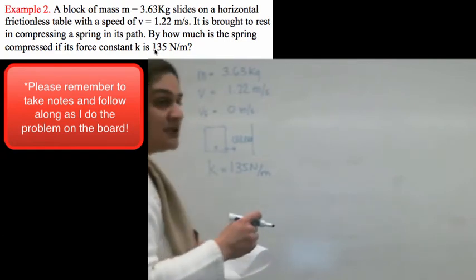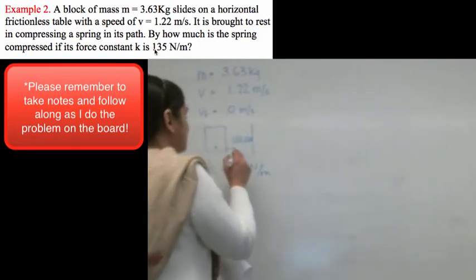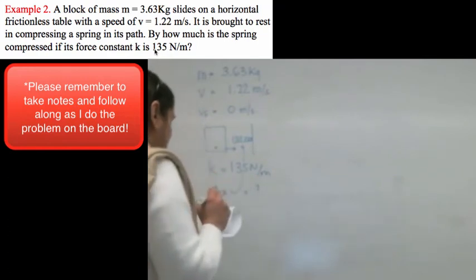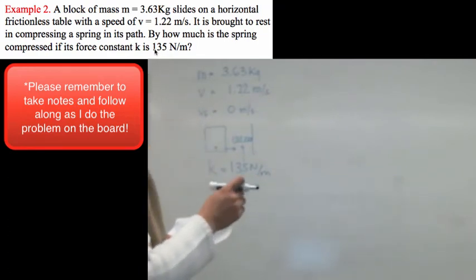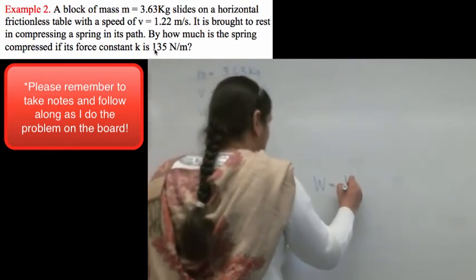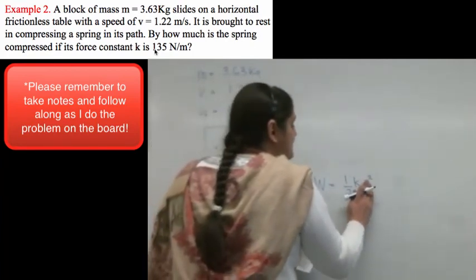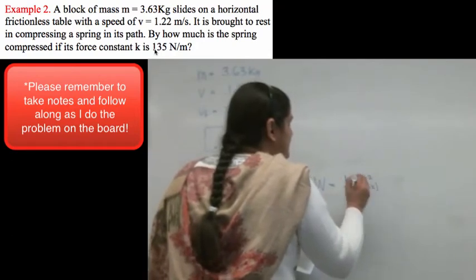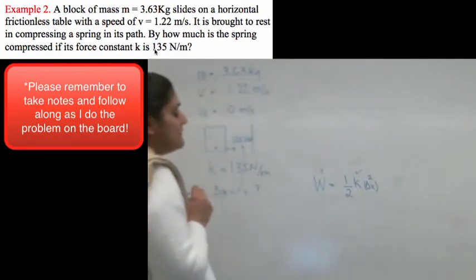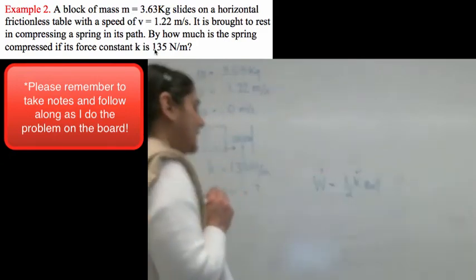I need to find, first of all, by how much the spring is compressed, okay? So I need to find delta x for the compression of this spring. That's what I need to find. I know that when a spring is compressed, the work done by the spring is equal to 1/2 k delta x squared, right? This is the amount of work I have. Now all I have to do is somehow find the work done and plug it into this expression and solve, okay? What do I know?